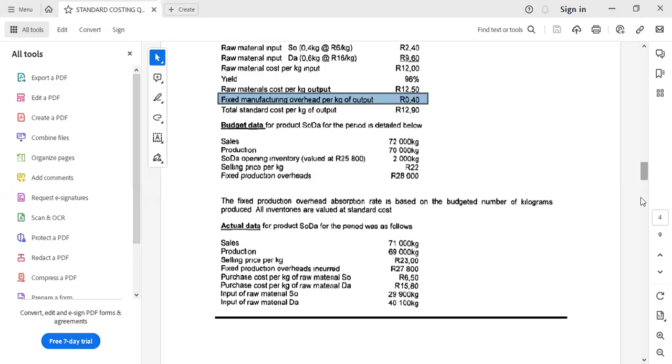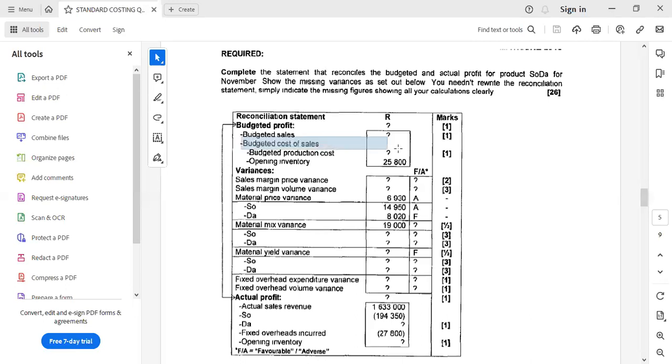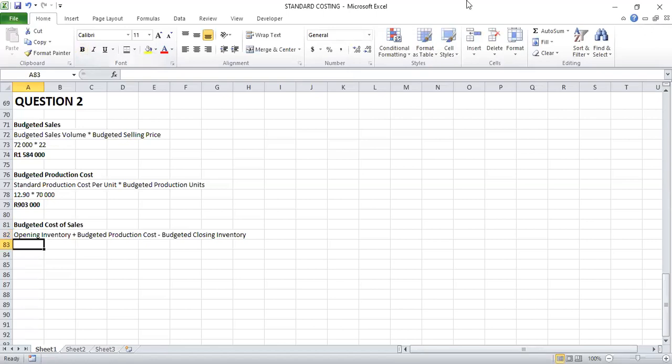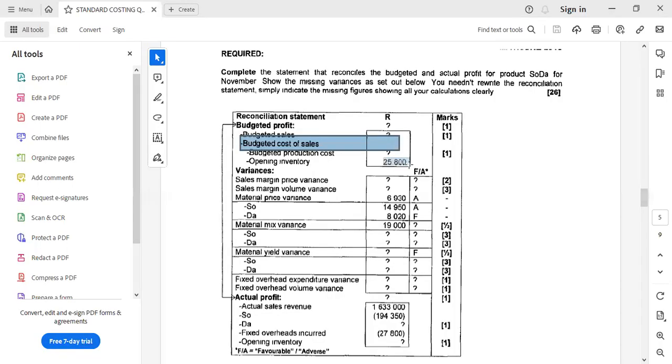Then the next thing, we need the budgeted cost of sales. We know that cost of sales would be opening inventory plus budgeted production costs minus budgeted closing inventory. Our normal cost of sales calculation. If they wanted the actual, that means we're just going to replace the budgeted with the actuals. The opening inventory we're given is 25,800.